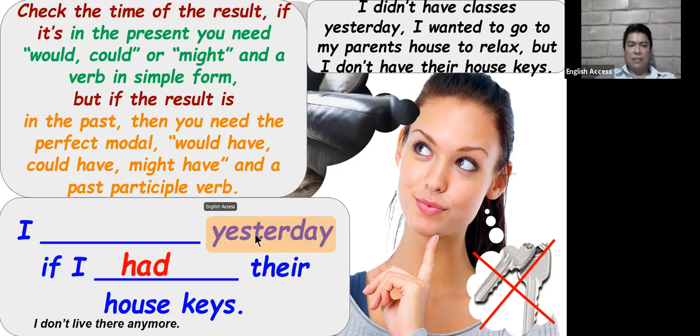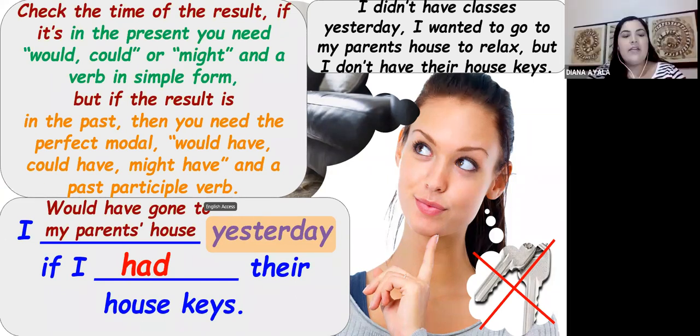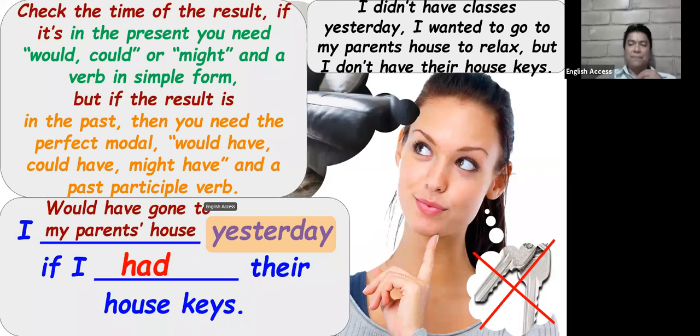So I would have gone to my parents' house yesterday if I had their house keys. Yeah, that's better. So that is when it's a past result due to a present situation? Yes. Is that right? Okay. Yes, perfect.